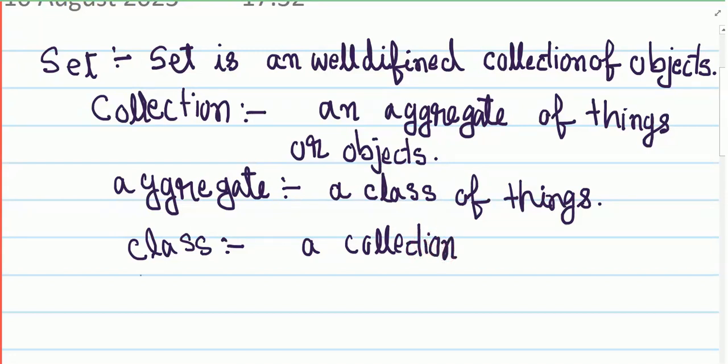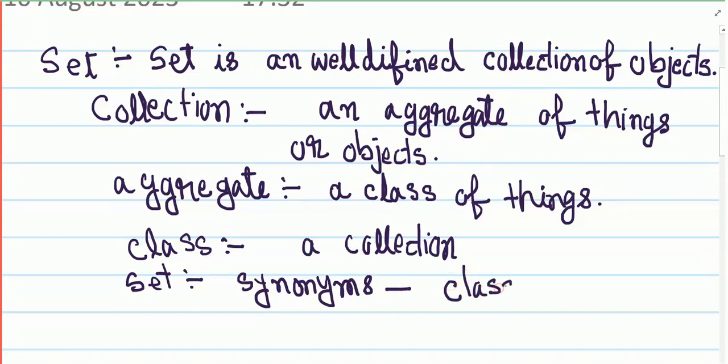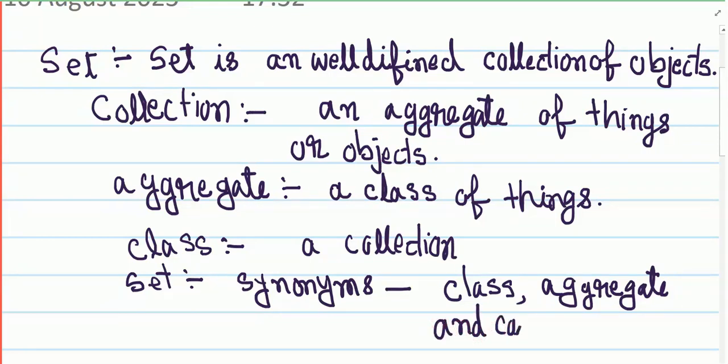So a set is a synonym of the words class, aggregate and collection. Synonym means having the same meaning. So in the first attempt we tried to understand the definition of set. Now, we come to the next point.